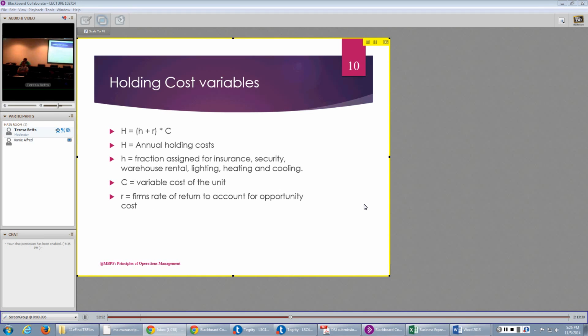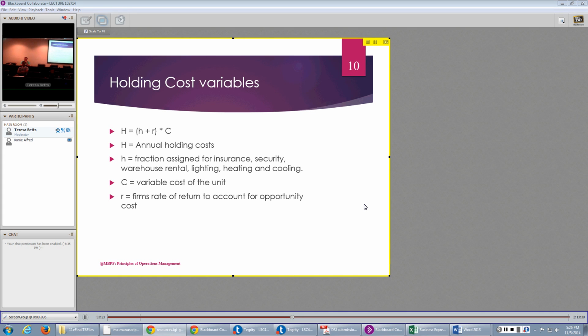So we've talked about holding cost variables before. Capital H in this book is holding cost variables. And we're going to do H plus R times C, which again, is different than what we talked about. Our holding cost before, we would do unit cost times C sub I. In this case, H is a fraction designed for insurance, security, warehouse rental, lighting, heating, and cooling, and C is that variable cost of the unit, and R is referring to the rate of return to account for opportunity cost.